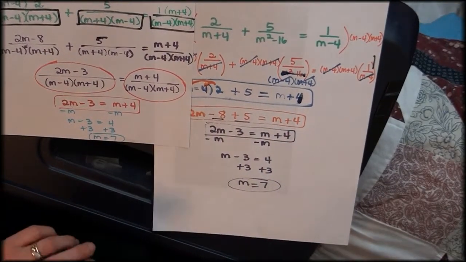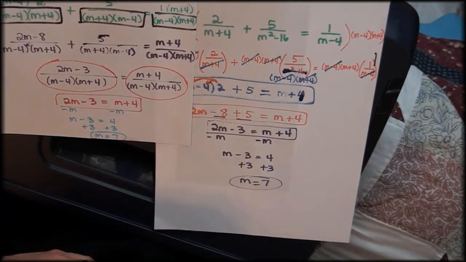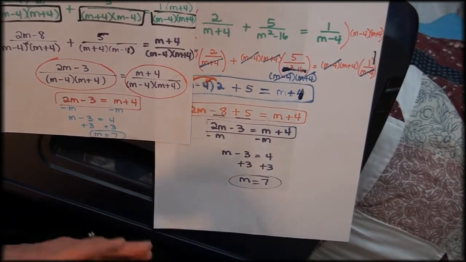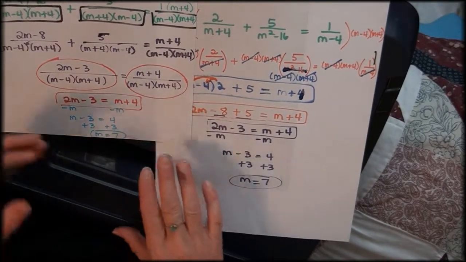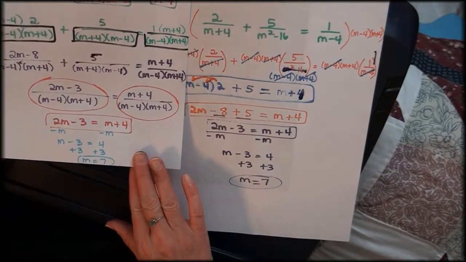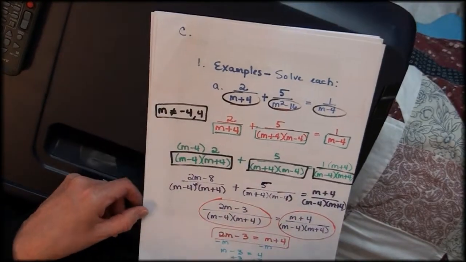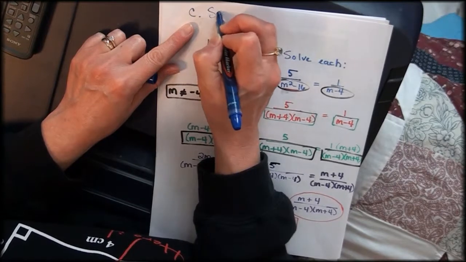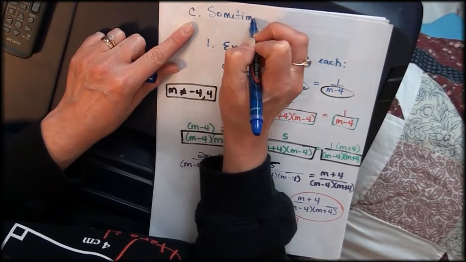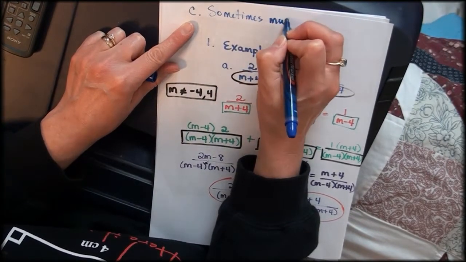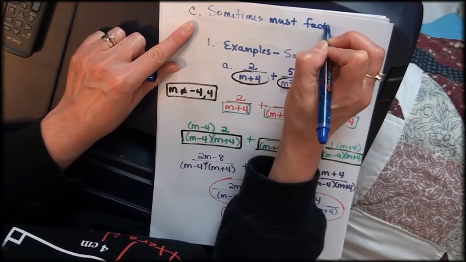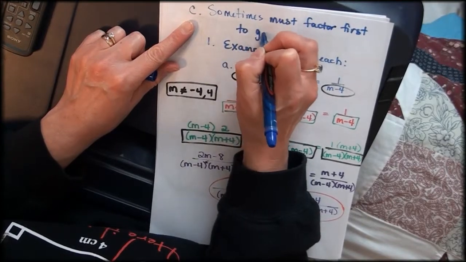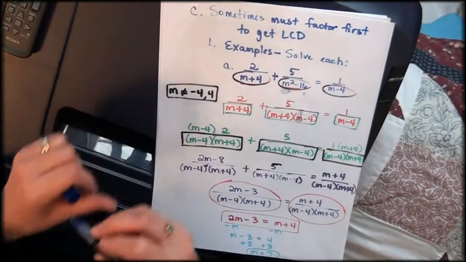So like I said, the trick is, just like before, that if you don't like the fractions, all you have to do is multiply every single thing by the LCD. It's just to find the LCD, sometimes you're going to have to do a little bit of factoring to figure out what the LCD is. So I'm going to insert that little piece of the puzzle right up in here in the notes, that sometimes you must factor first to get the LCD.